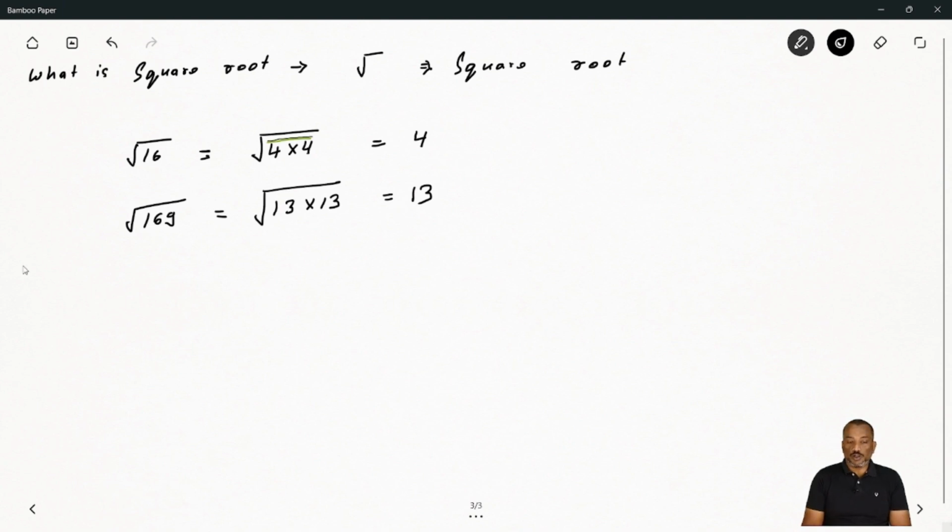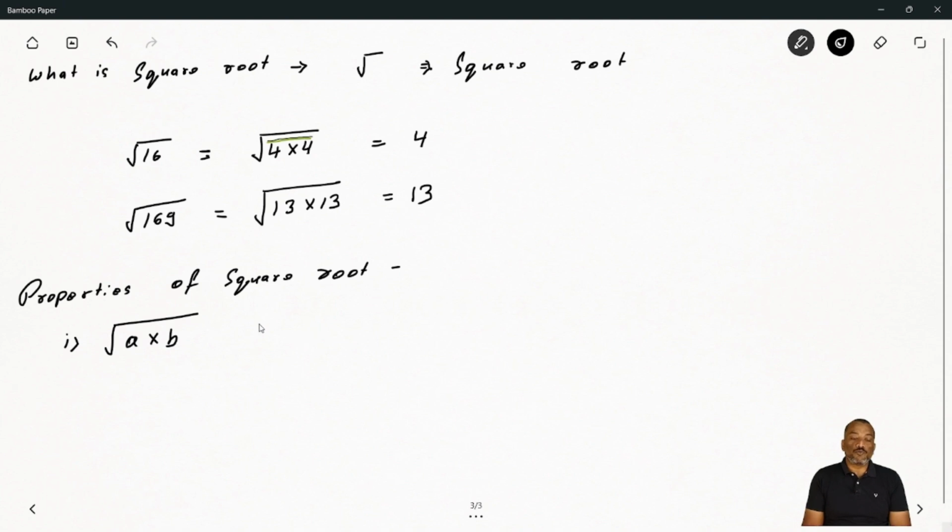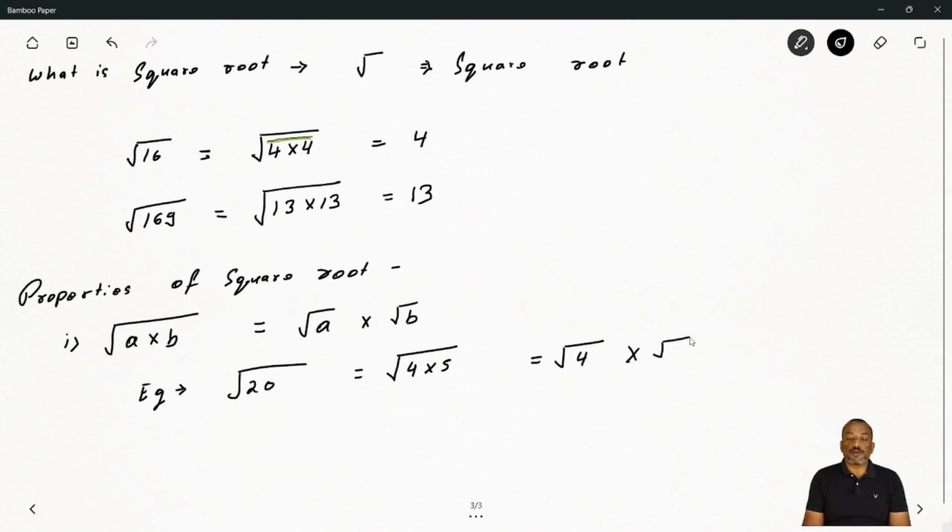नाउ यहाँ पे हमारे कुछ प्रॉपर्टीज ऑफ स्क्वायर रूट्स होते हैं। ठीक है, तो सबसे पहले आप देखो अगर आपके पास कोई भी नंबर है, जैसे स्क्वायर रूट ऑफ a टाइम्स b, तो वी कैन ऑल्सो राइट स्क्वायर रूट ऑफ a टाइम्स स्क्वायर रूट b। एग्जाम्पल आप इसका देख सकते हो, सपोज यू हैव गिवन स्क्वायर रूट 20। तो 20 को आप क्या लिख सकते हो, here 4 times 5, so which means here we can say this one is equal to square root of 4 times square root of 5.